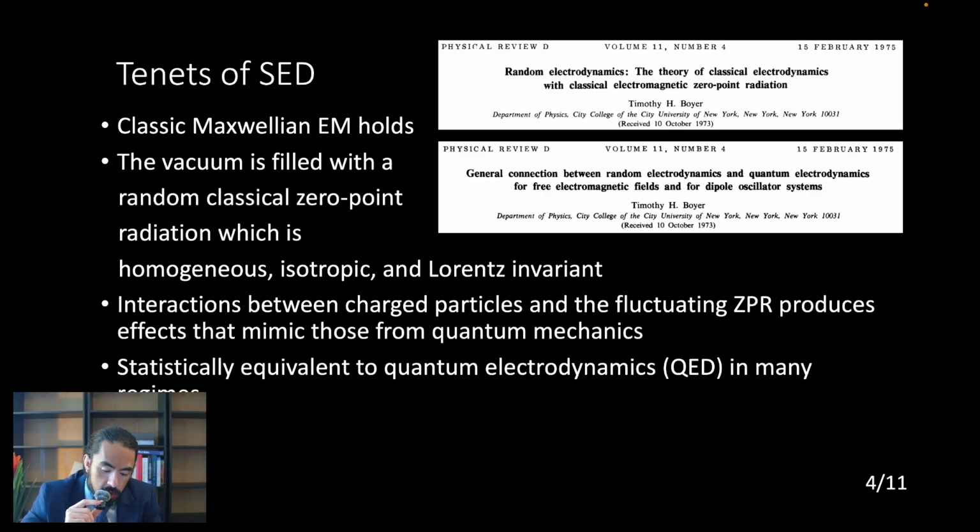So again, homogeneous, uniform at every point; isotropic, uniform in every direction; and Lorentz invariant, which of course means that the quantities remain unchanged by the Lorentz transformation. They're the same for all observers regardless of their constant velocity or spatial orientation. Interactions between charged particles and the fluctuating zero-point radiation produce effects that mimic those from quantum mechanics, as I sort of mentioned a little bit. And stochastic electrodynamics is statistically equivalent to quantum electrodynamics, QED, in many regimes.